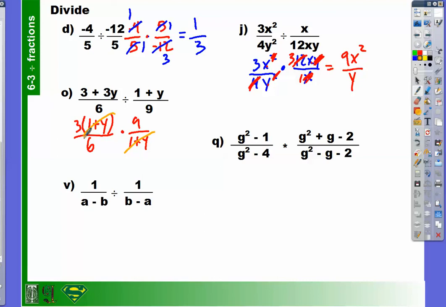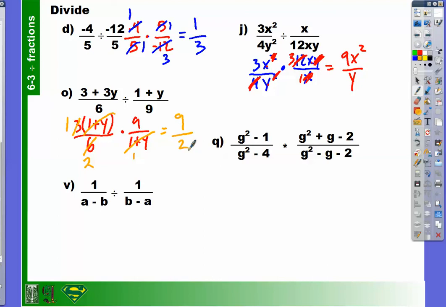Oh, 3 and 6. 3 goes into 6, and 3 goes into 3. So 3 divided by 3 is 1. 6 divided by 3 is? 2. Perfect. Is there anything else that can be factored out? No. So 1 times 9 is? 2 times 1 is? So it's just 9 over 2. All the variables canceled out.